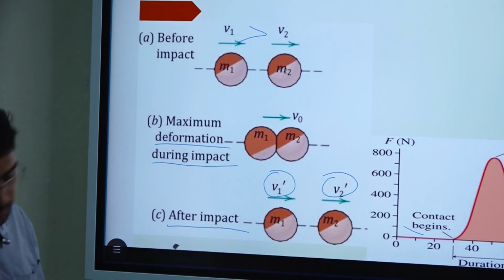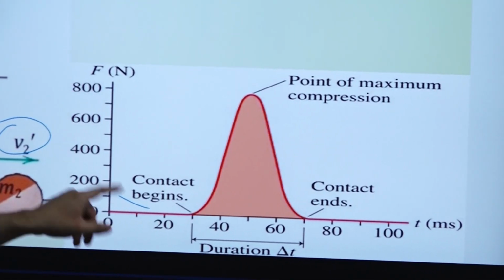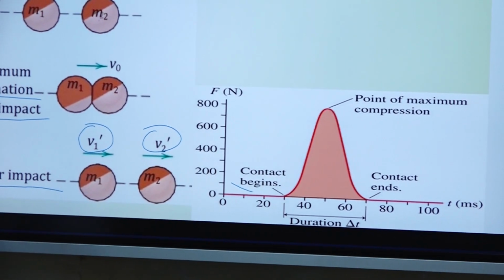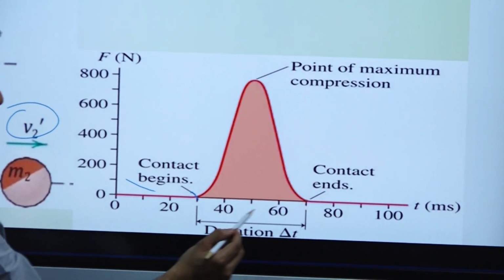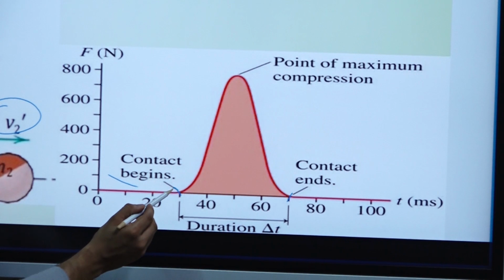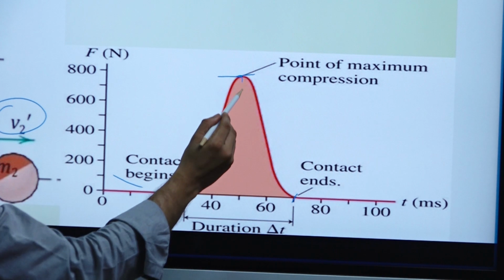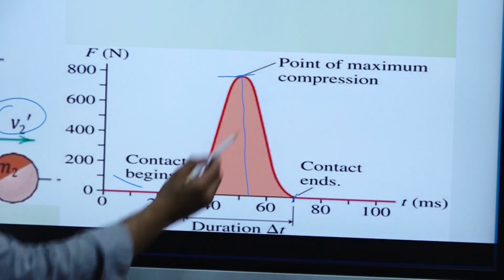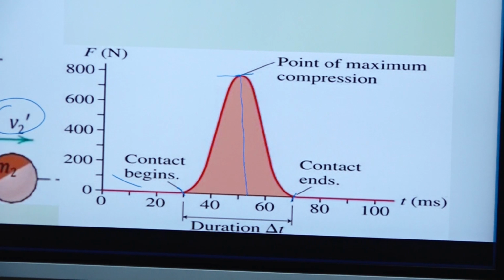You can see this diagram. This diagram is the force between these two bodies when they are in contact with each other. Suppose contact begins here, then contact ends at this point. The force will increase, and after some time it will become maximum, and then it will start decreasing again. This is the point of maximum compression. They are colliding with each other, so some deformation happens, and that deformation is a kind of compression.